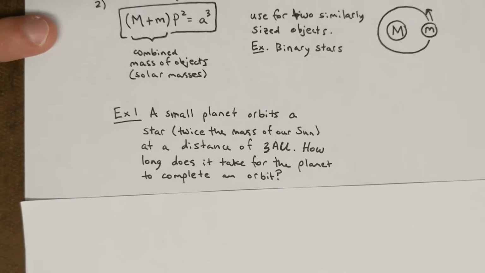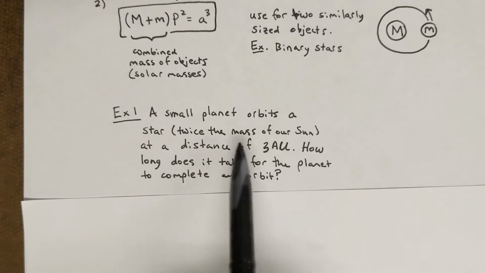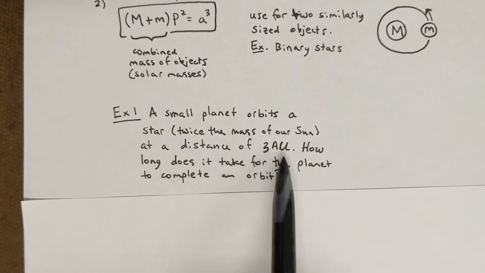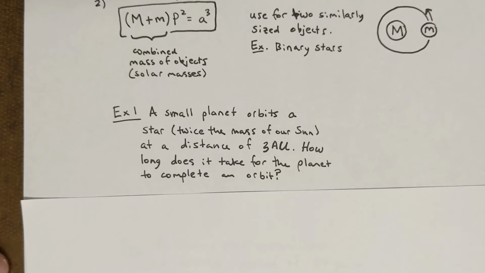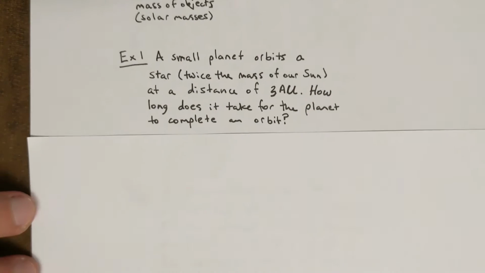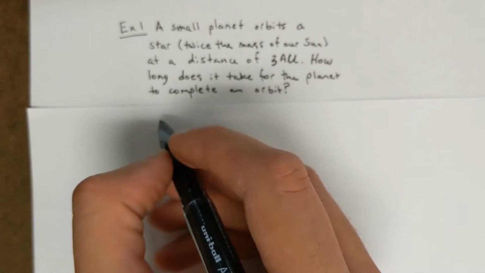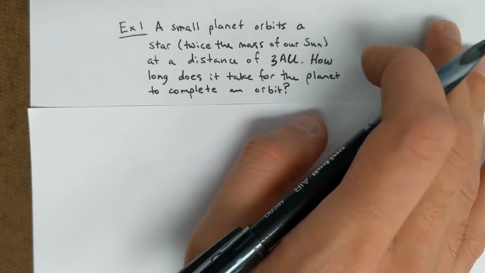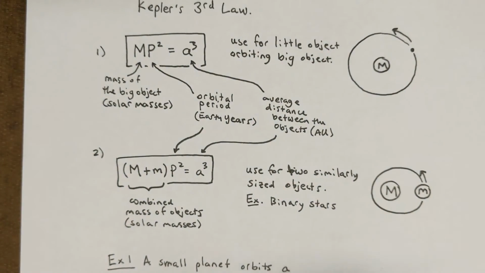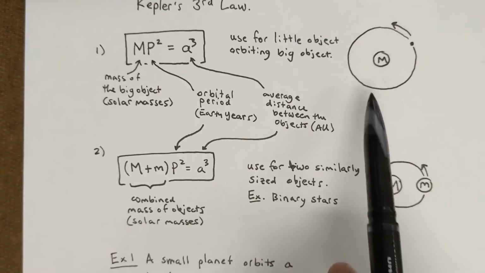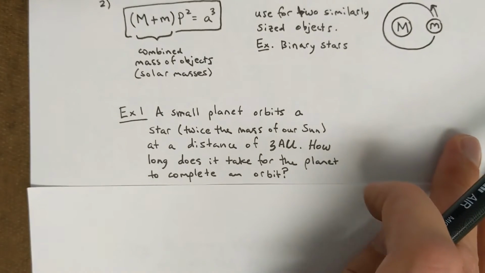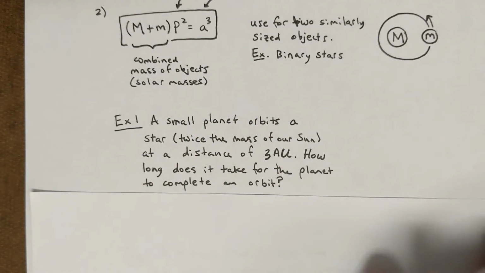This one says, a small planet orbits a star twice the mass of our sun at a distance of 3 astronomical units. How long does it take for the planet to complete an orbit? Okay, so let's start out by taking inventory of the given information. First of all, we should think about which of these two formulas we should use. Notice it's a small planet orbiting a star, so this is a little object orbiting a big object. Stars are so much bigger than planets, so we're going to use the first version of the equation.